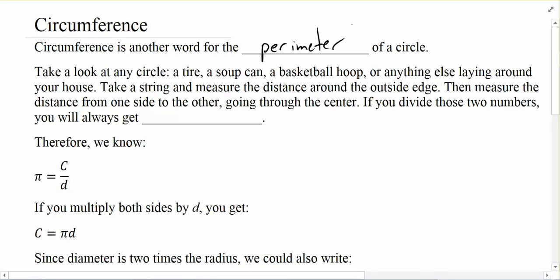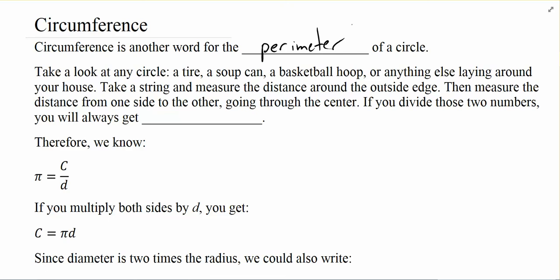Now, here's a little experiment that you can do around your house to help you understand some of the things involved in this formula. Take anything that's circular around your house. Whether it's a tire, a soup can, or a basketball hoop, anything circular that you have laying around the house. You could take a string and put that string around the circular part of it, and then you can figure out how long that is or what the circumference is.